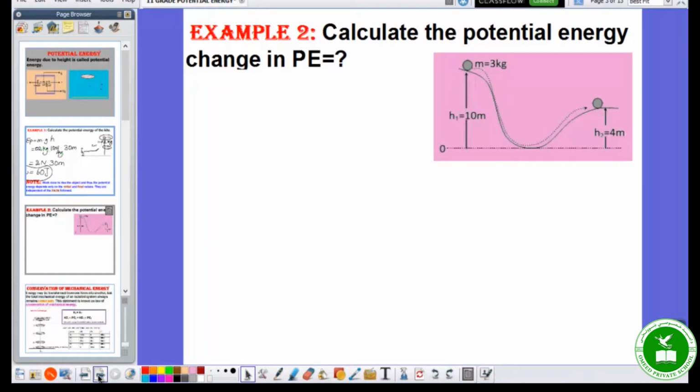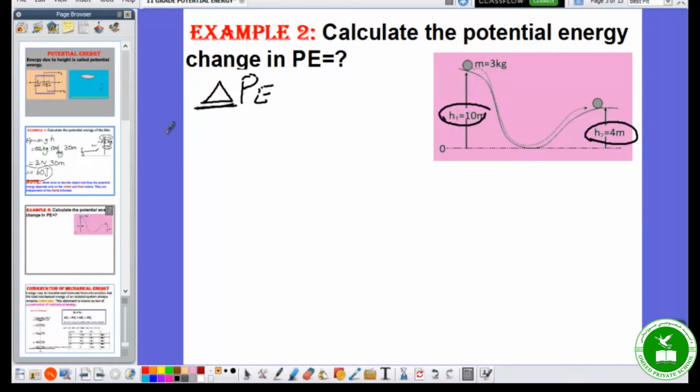Example number 2. Calculate the potential energy change. Here we need to calculate delta PE, the change in potential energy. You see here, initially height was 10, now height is 4. If height changes, potential energy also changes. Here we are going to calculate the change in potential energy. You know delta means change, right?